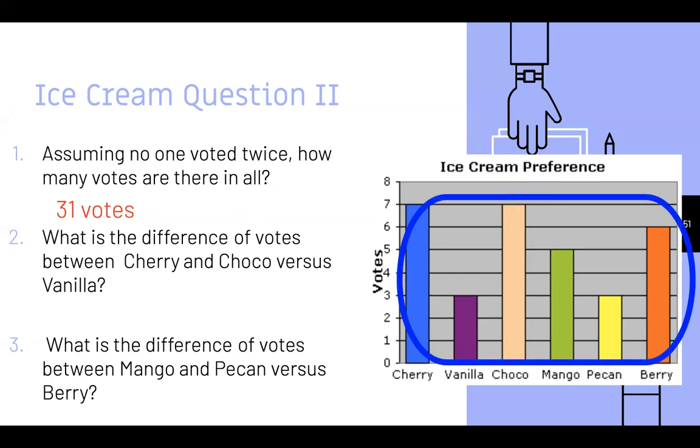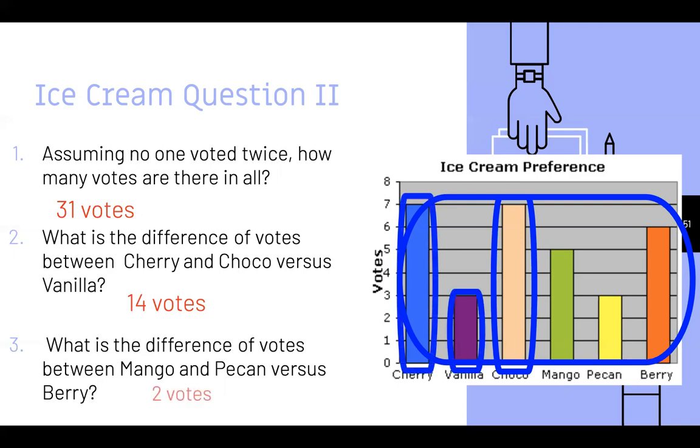What's the difference between the votes of cherry and cocoa versus vanilla? So we have to find cherry and cocoa. Cherry is 7, cocoa's also 7, so that's 14 in all, subtracted by the vanilla, which is 3. So that should actually be 11 votes. My apologies, I must have just done cherry and cocoa and forgot to subtract vanilla, and I do apologize on that.